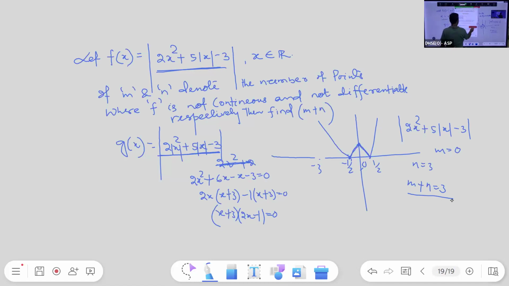Write in the chat box. Is it clear? Okay, let's move forward to the next question.